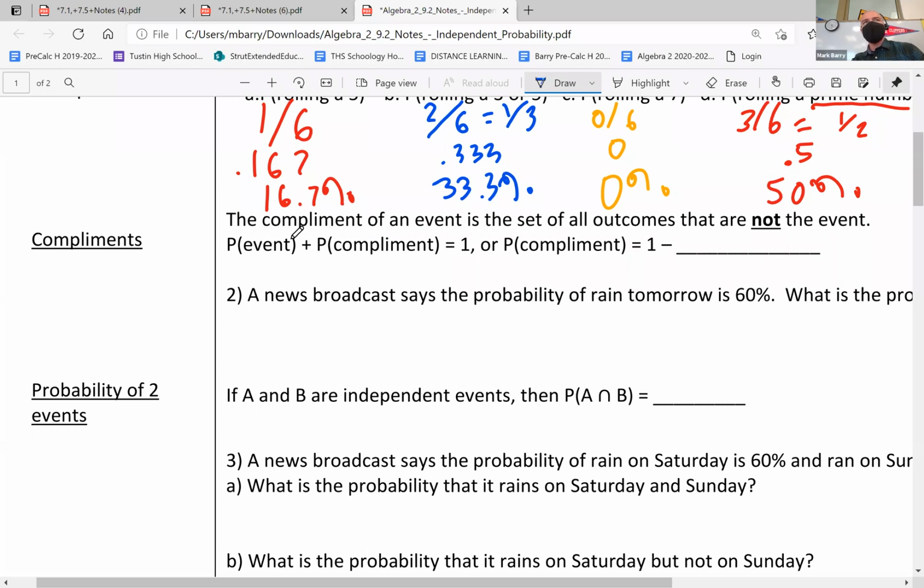So the probability of something happening plus the probability of it not happening adds up to 1, all right? Or in other words, another way to look at that is the probability of a complement equals 1 minus the probability of the event.